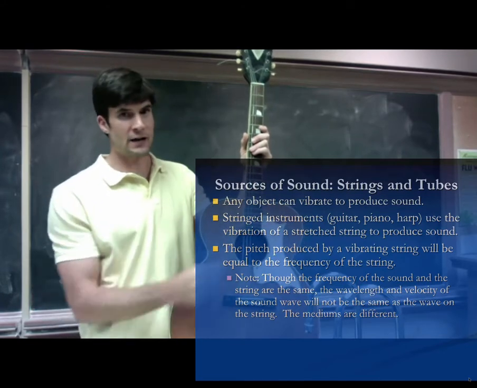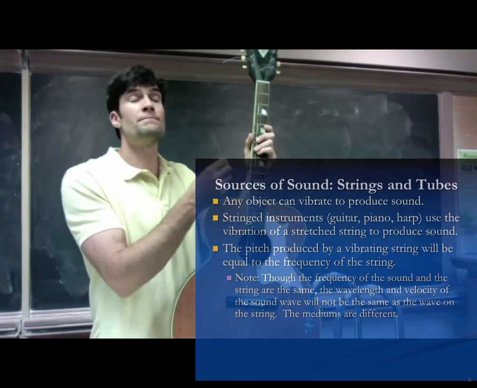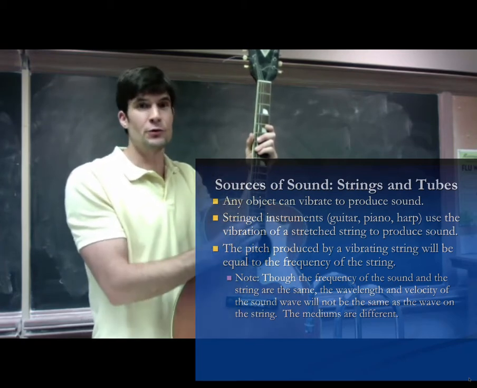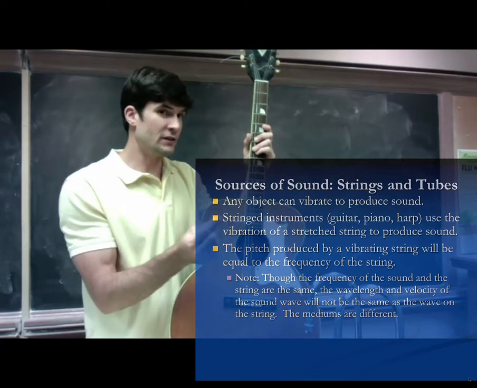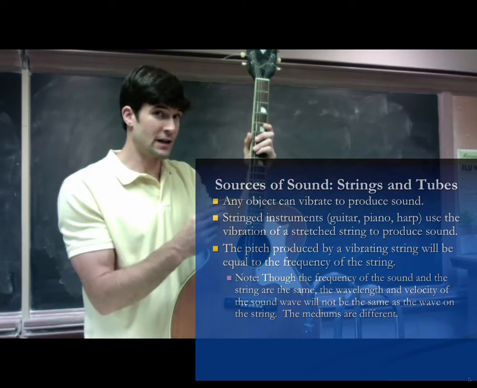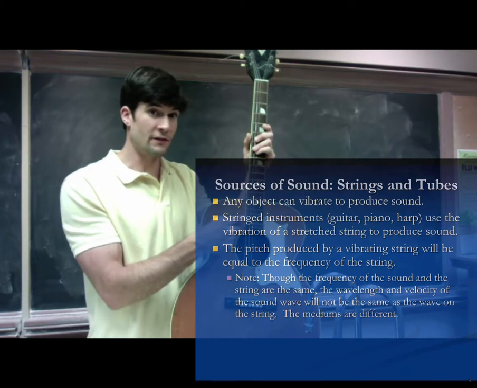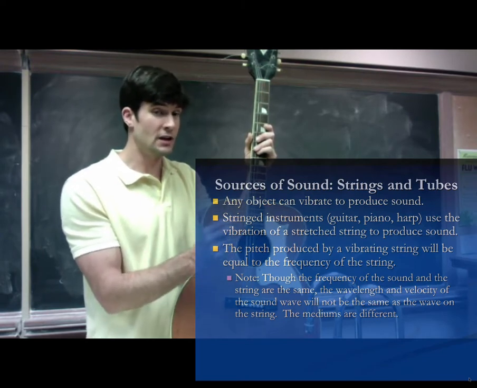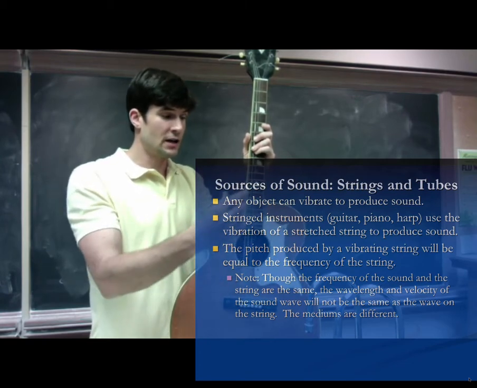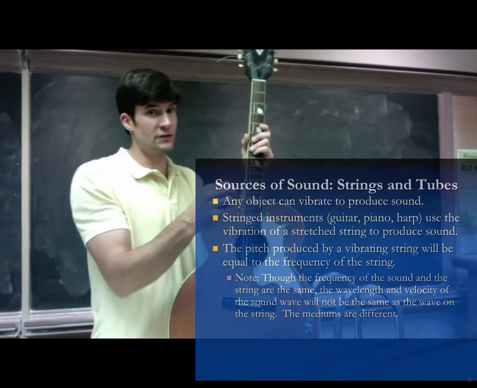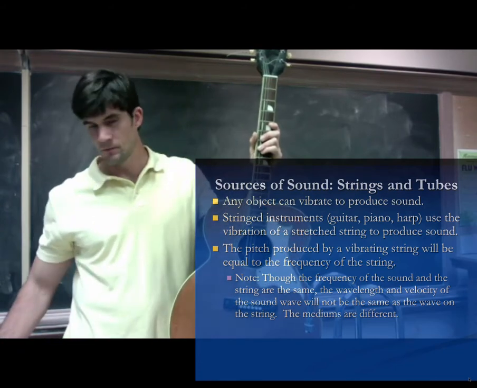So the frequency of the sound produced by the vibrating string will be equal to the frequency of the vibrating string. Now the wavelength and the velocity of the sound wave will be different than the wavelength and the velocity of the wave on the string, because the mediums are different. But the frequency in both mediums will be the same. We've got the sound wave in air, and we've got the string wave on the string. So different mediums, but the frequencies will be common between the two.